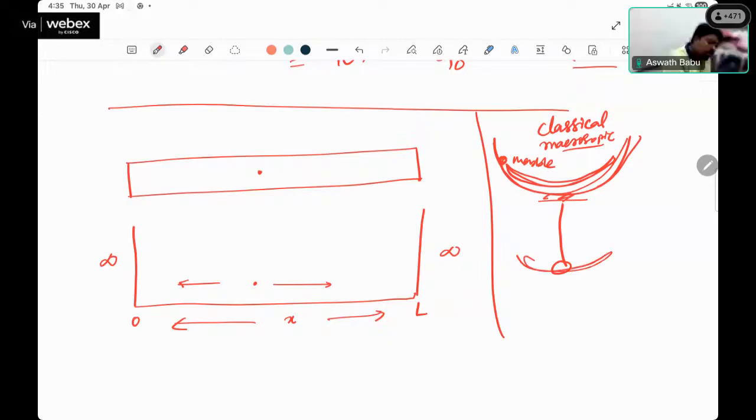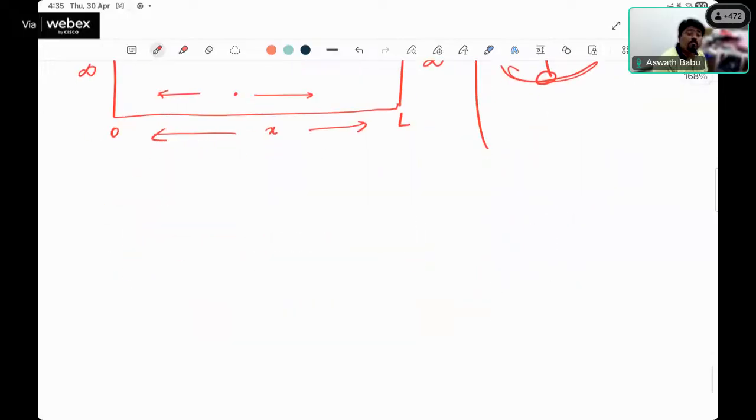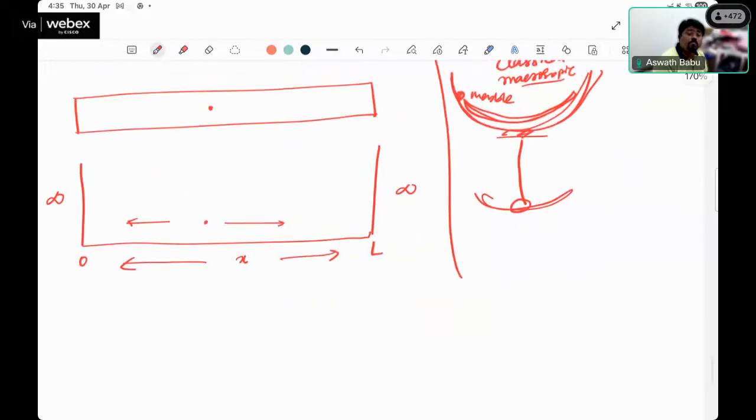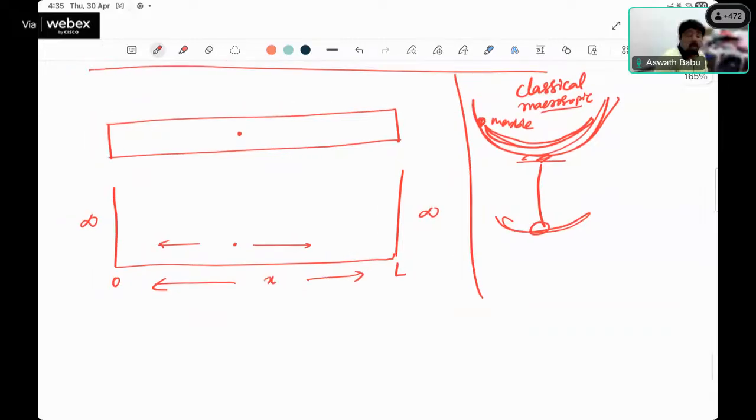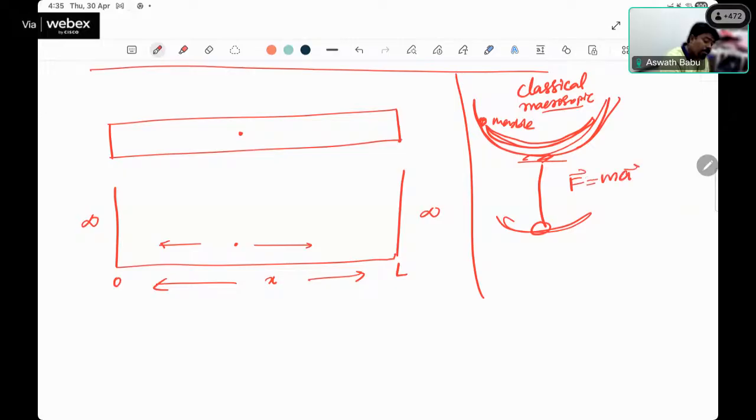Likewise, by analogy, if I take an electron and put it inside a potential well like this, it shows some dynamics. I don't know what kind of dynamics it is, and I want to understand that. For that, what should I do? I need to use some kind of equation of motion. Here I have F equal to ma, Newton's second law, which can be used to find out the dynamics of the system. But here I can't straight away use Newton's second law.